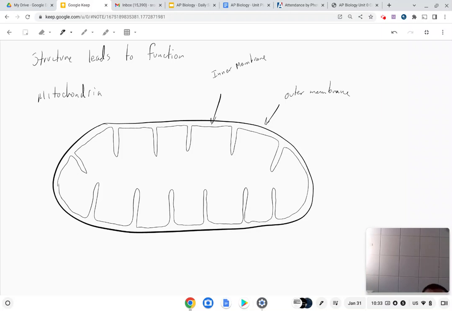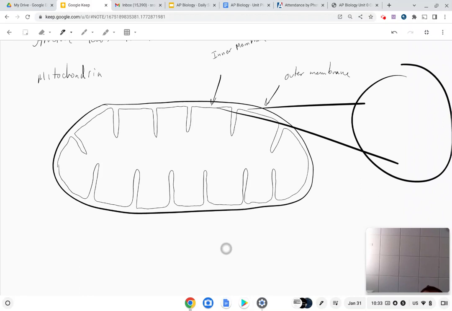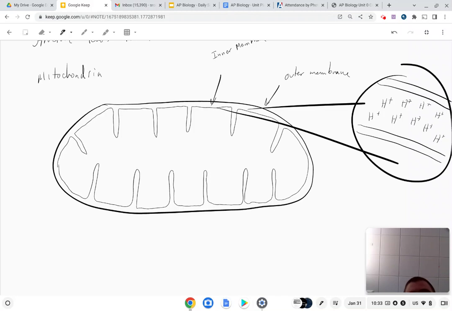So let's do a little microscopic zoom in, where you're zooming in on that particular inner membrane, and we can see the inner membrane here, okay? And then we have the outer membrane here. And there's this space in between the inner and outer membrane, this little gap. And it's filled with a high concentration of protons. This is the key function of the mitochondria. The number one function is to produce ATP.